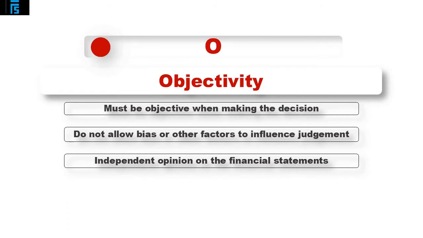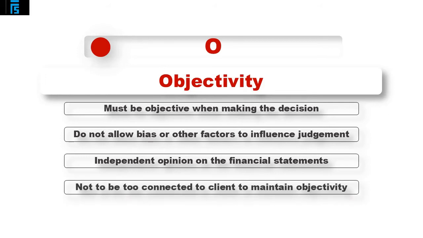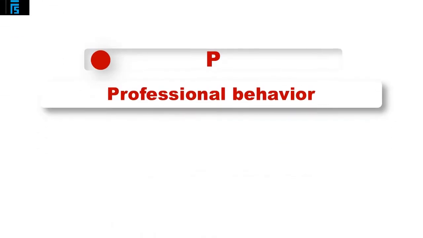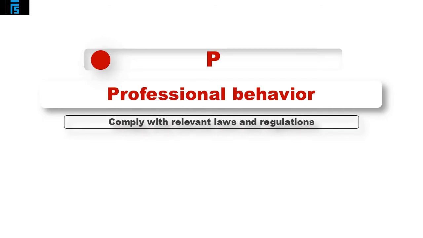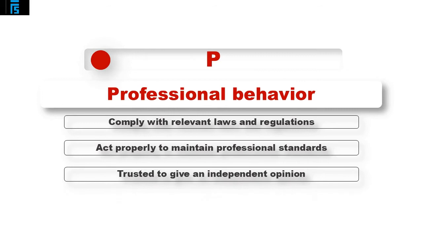It is important for auditors to not only be independent, but to be seen to be independent by others. They therefore need to be careful not to be too connected to the client so they can maintain their objectivity. The P is for professional behaviour. Auditors must ensure they comply with relevant laws and regulations and act properly to ensure they maintain professional standards. At the end of the day, auditors are trusted to give an independent opinion, which is important to users making decisions based on these financial statements. Their opinion will only be taken seriously if they are regarded as someone to trust.